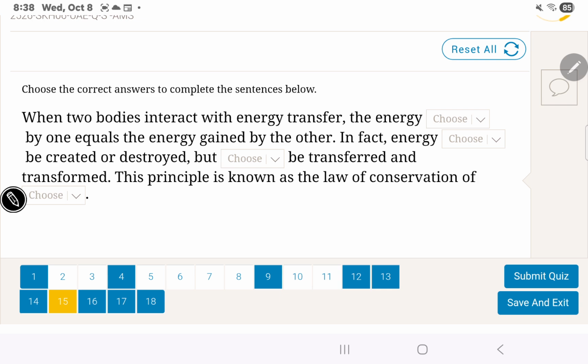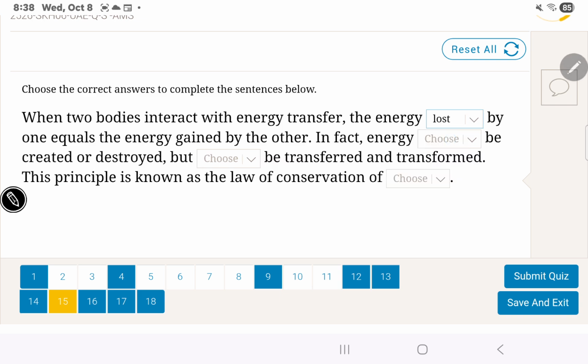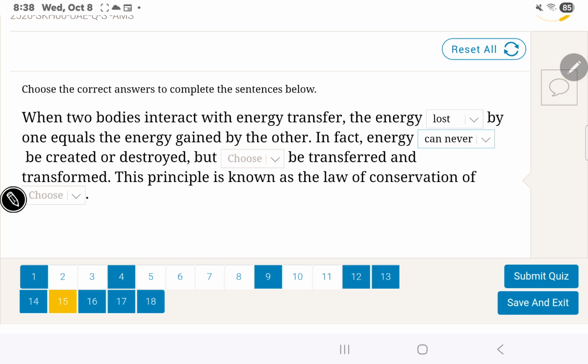Question 15. When two bodies interact with energy transfer, you have to choose here: the energy lost by one equals the energy gained by the other. In fact, energy can never be created or destroyed, but it can only be transformed and transferred. This is the principle known as the principle of conservation of energy.